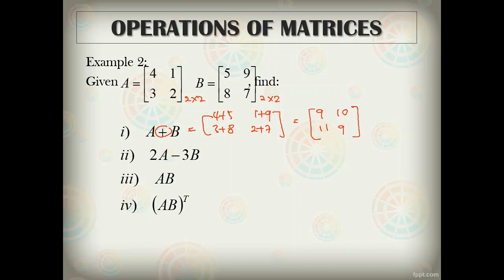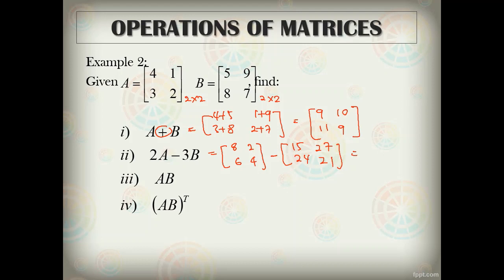For the subtraction here, you need to multiply the scalar 2 to A and the scalar negative 3 to B. So you do that. 2 times matrix A gives you 8, 6, 2, 4, and 3 times B gives 15, 24, 27, 21.